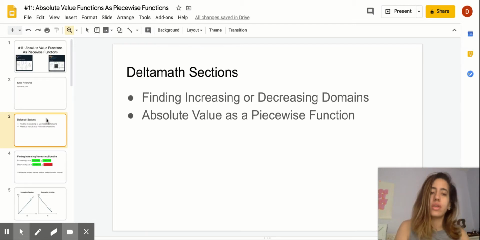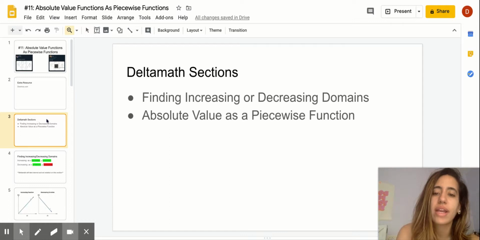Moving on to what you need for Delta Math. So there are two sections of Delta Math today. One is finding increasing or decreasing domains, and two is writing absolute value functions as a piecewise function. So don't be alarmed. The first one is like a classic section of Delta Math work.